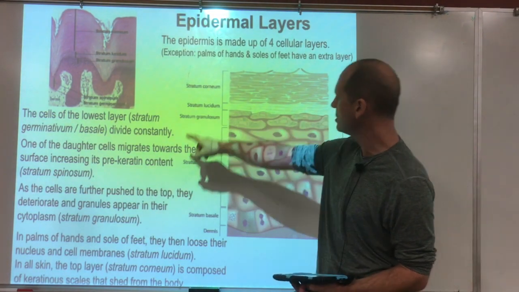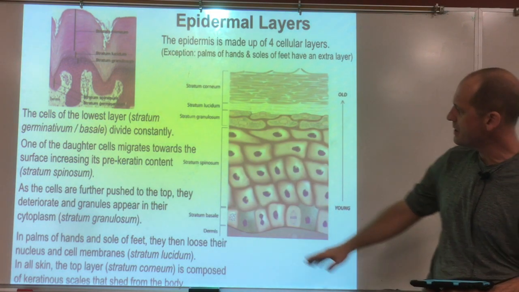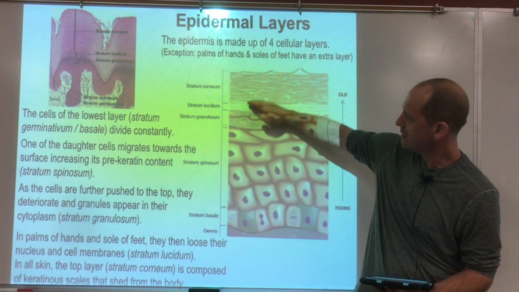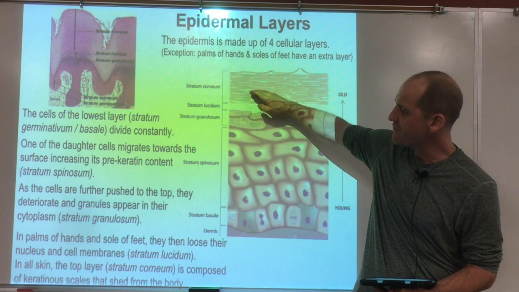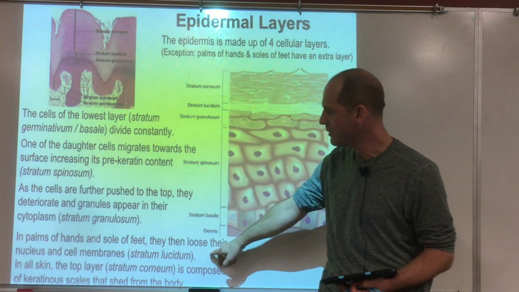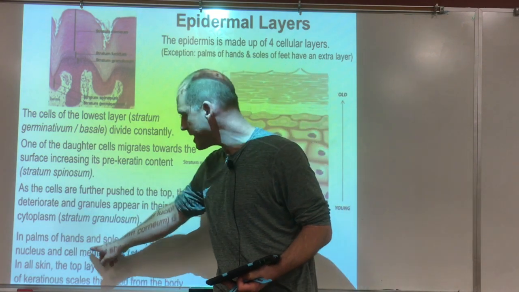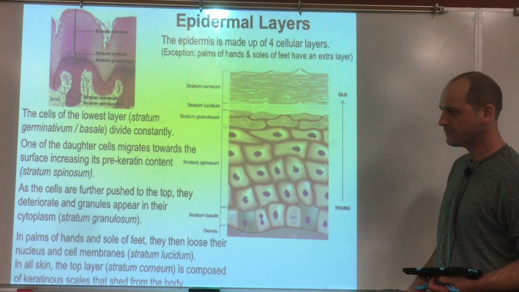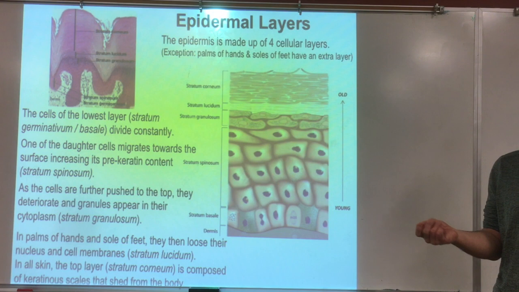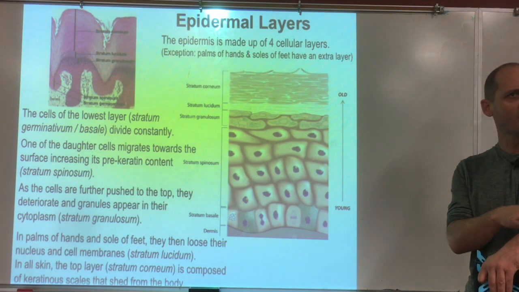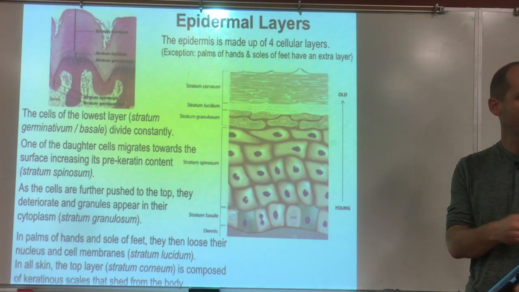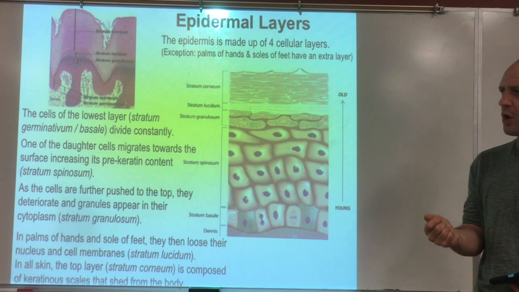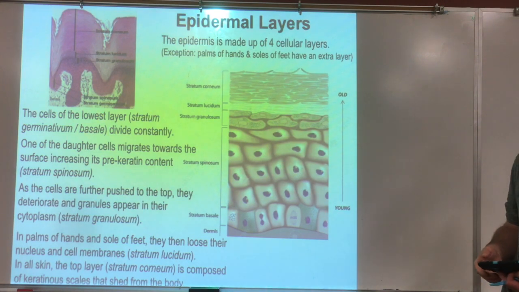Here are all the layers listed up, and then here is the visual for it. We also have a stratum lucidum in the palms of the hands and the soles of the feet. So that's why you notice the palms of the hand a little different than if you tap the top of the arm. So that's that hardening. There's a lot of friction and all that. We have that extra layer, that stratum lucidum.